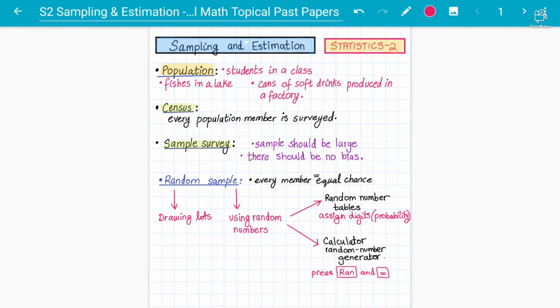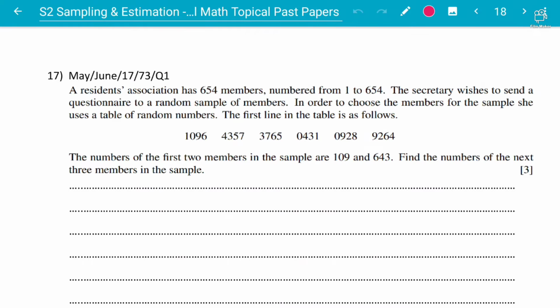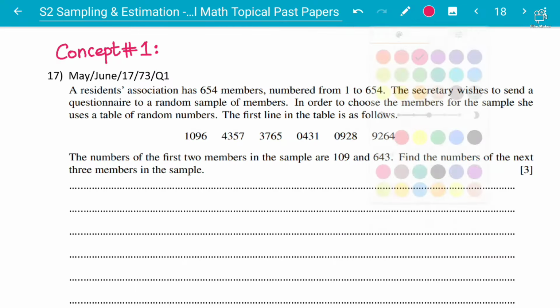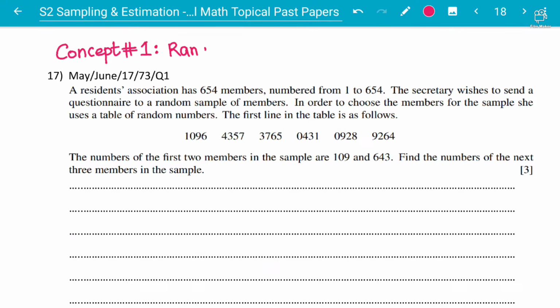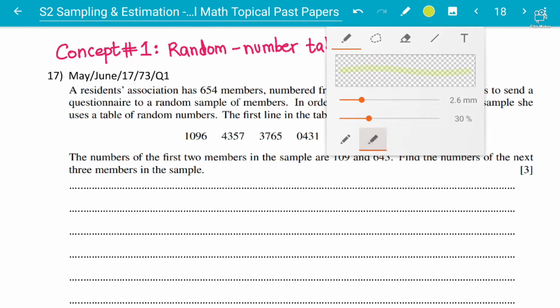Okay students, let's continue from where we left off in the introduction lecture. This is concept number 1, in which we are talking about the basics of random sampling. In the sampling chapter, how do you take the random number tables? This question is exactly about that concept, and we'll discuss more questions as well.